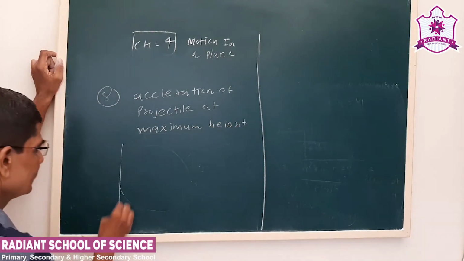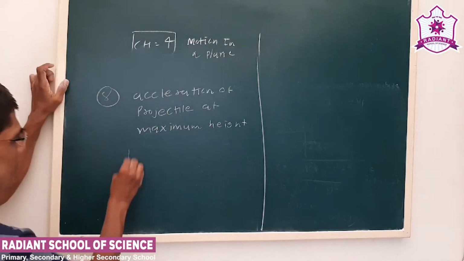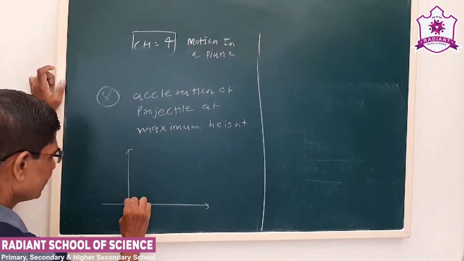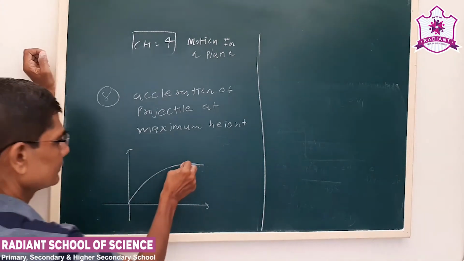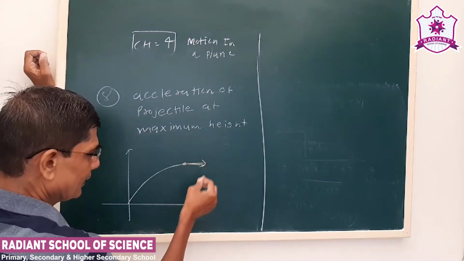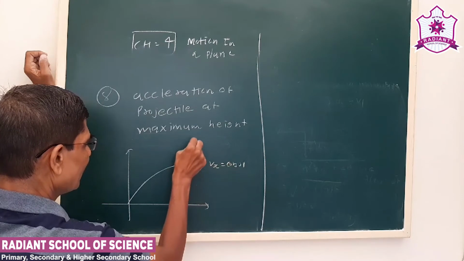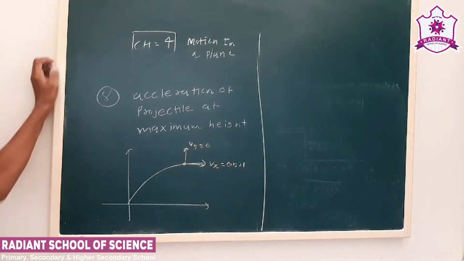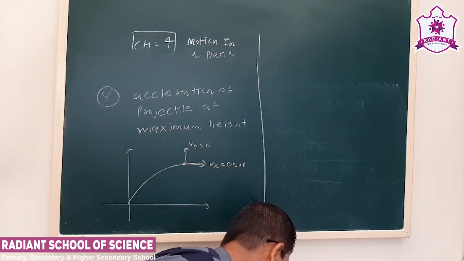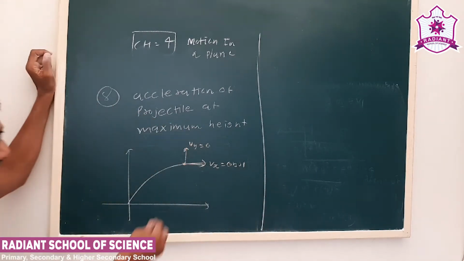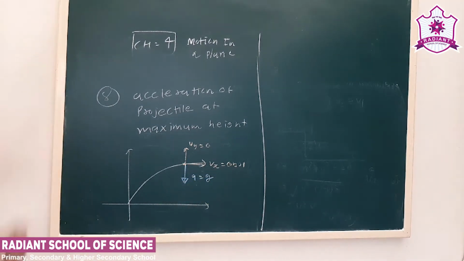Okay, now let us say a projectile is projected like this. This is the maximum height. At maximum height, the x component of the velocity will be constant and the y component will be 0. But we see the projectile comes down. That is because of the gravitational acceleration. At maximum height, the gravitational acceleration is the acceleration of the projectile.